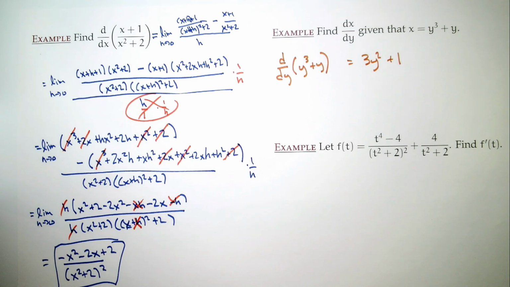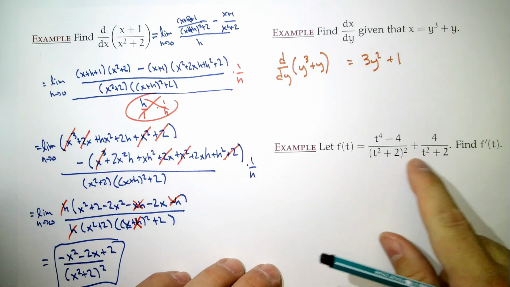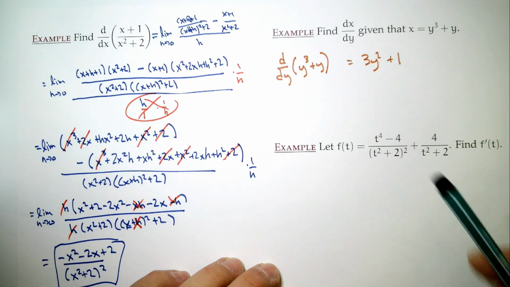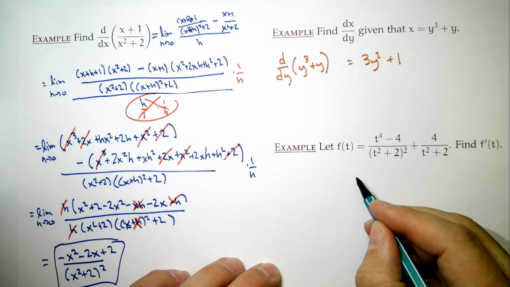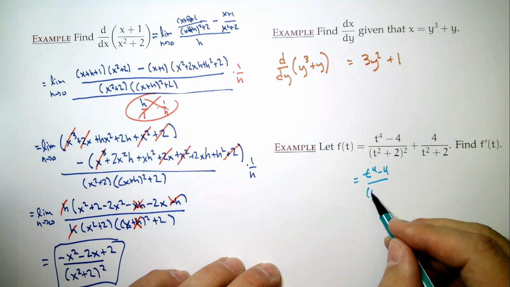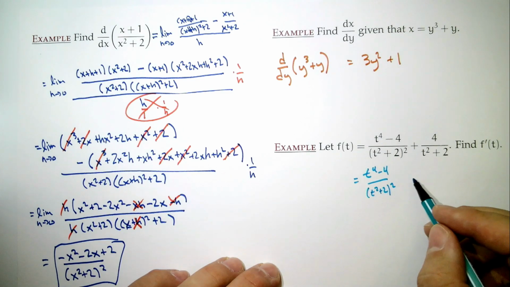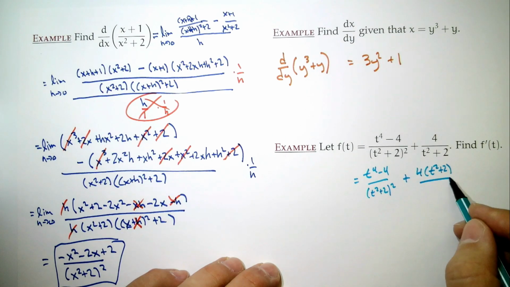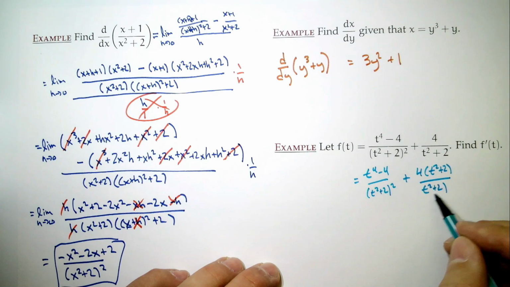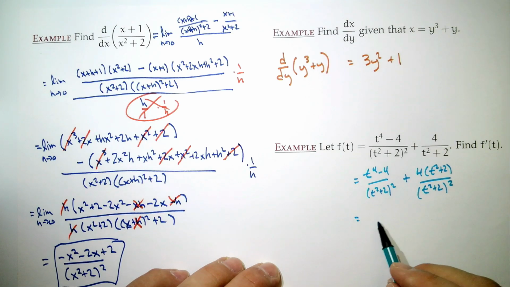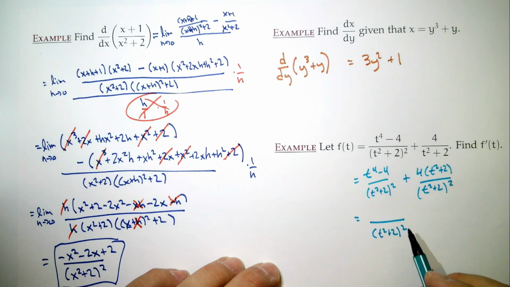Well, we can get a common denominator, right? They both have t squared plus 2, but this one's squared and this one's not. So let's make them so they're both squared. So that's t to the 4th minus 4 over t squared plus 2 squared. And here you'd multiply by t squared plus 2 over t squared plus 2. So you get 4 times t squared plus 2 over t squared plus 2 squared. So now we've got a common denominator. T squared plus 2 squared.